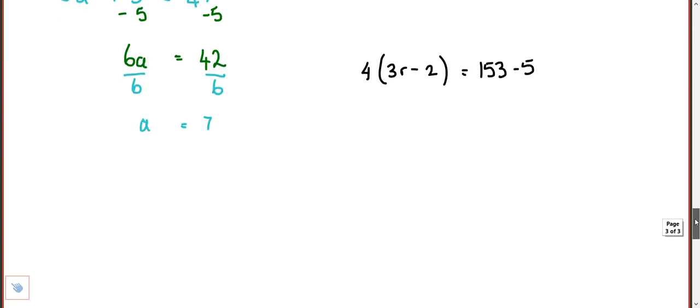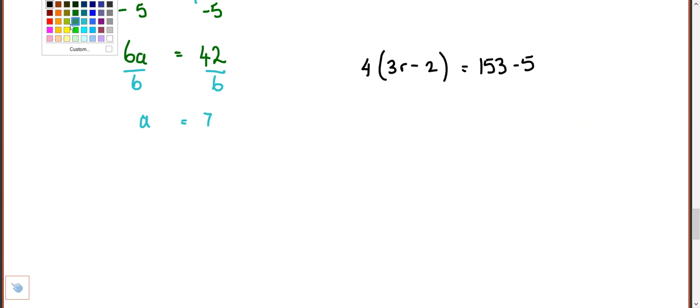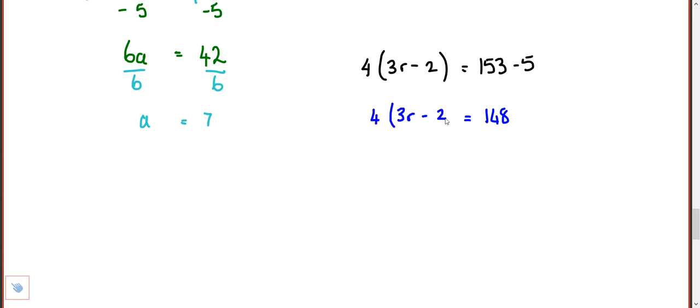Since you do the brackets first, there are a couple of ways to do this, actually. Should we minus the 5 at the end? Well, actually, should we do that first? Yeah. So we can make that simple first, can't we? What's 153 minus the 5? Let's just do that first. 148. So we've simplified a little bit. Okay, we've done what we can. Now there are different ways to do this.